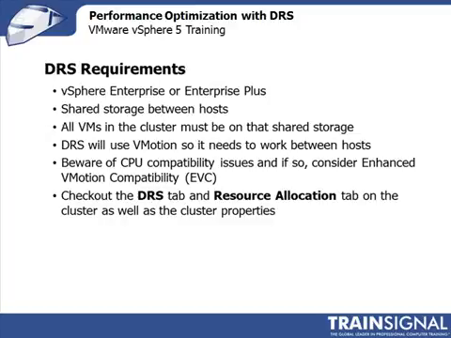And one of the best ways to see if DRS is going to work is to just try a manual vMotion from one ESXi server to another to see if vMotion actually works. That's going to test the CPU compatibility and the shared storage. You need to be aware of those CPU compatibility issues, and you also should consider Enhanced vMotion Compatibility if you have multiple servers from the same manufacturer but from different CPU families. You should also check out the DRS tab and Resource Allocation tab on the cluster, and that's something I'll show you here in just a minute.